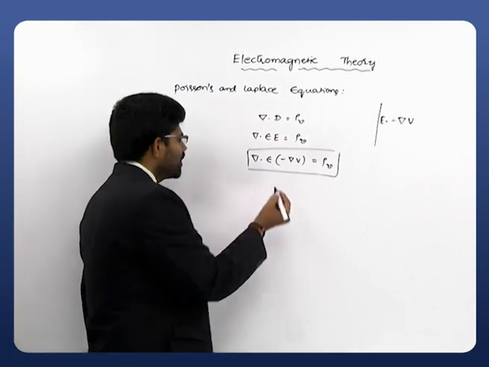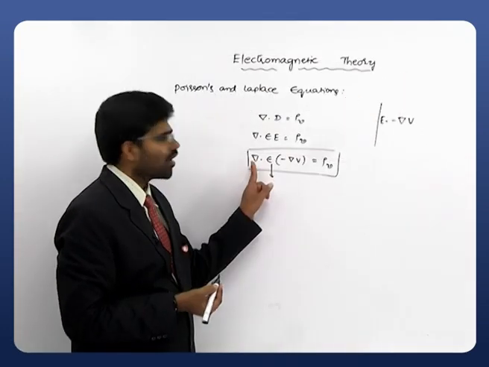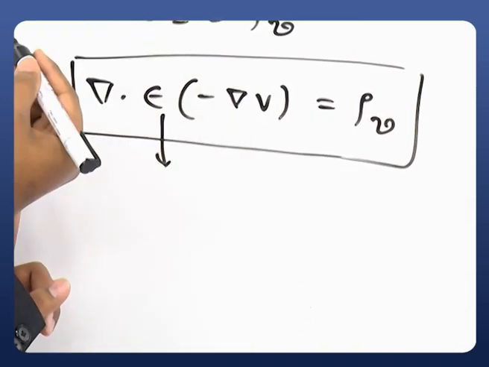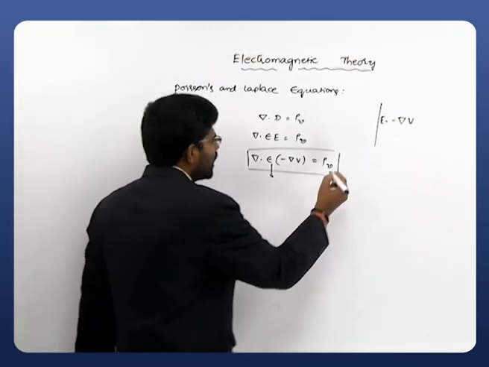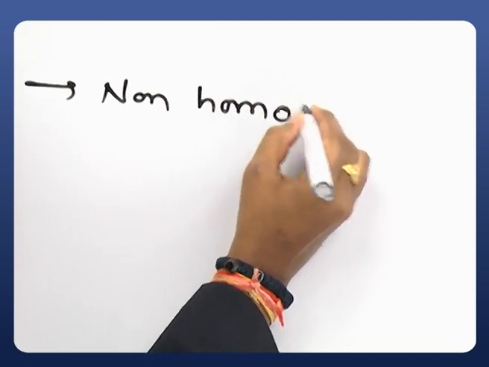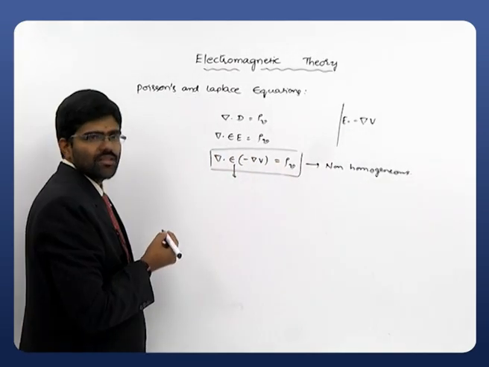Since it is non-homogeneous medium, I am not taking this epsilon out from this del operator. If it is homogeneous medium, we can bring this epsilon out from the del operator. So clearly write this one as non-homogeneous medium. And this equation is our Poisson's equation.